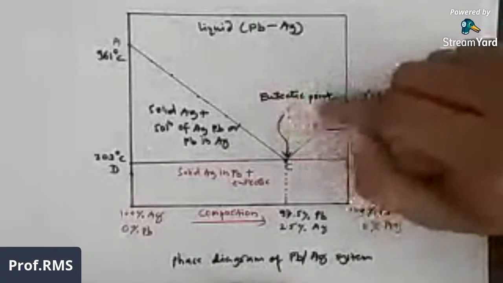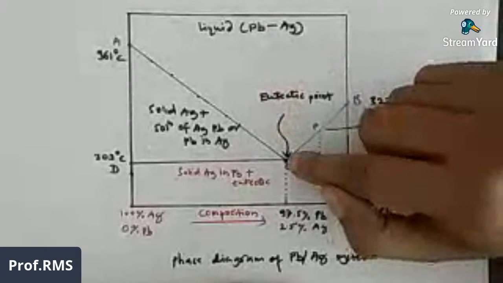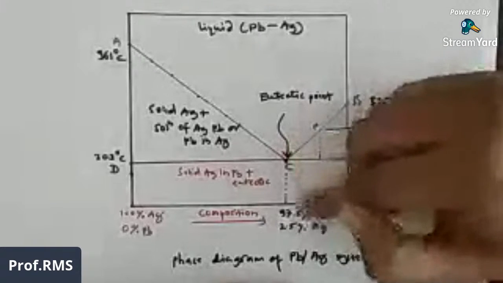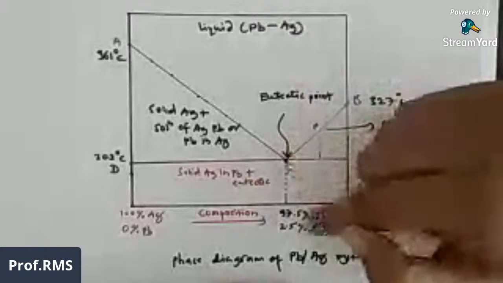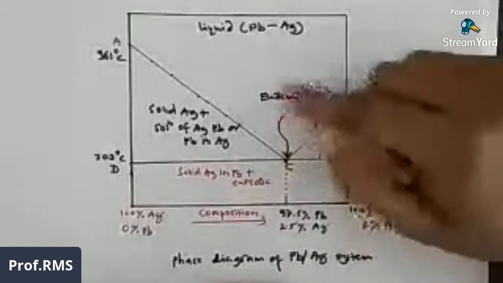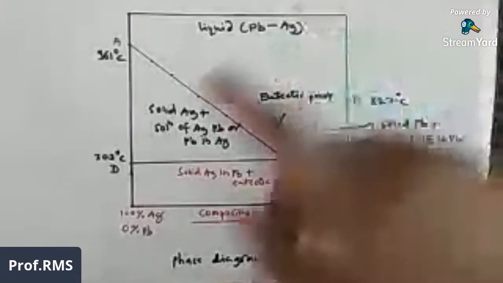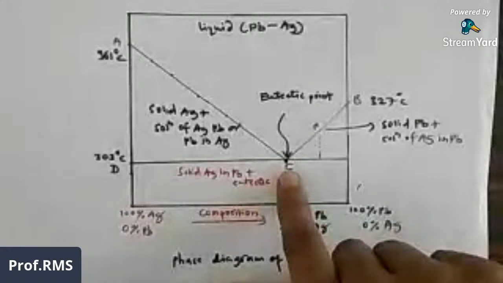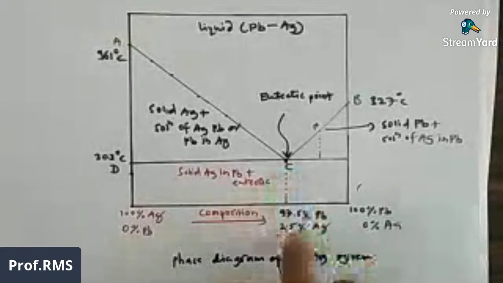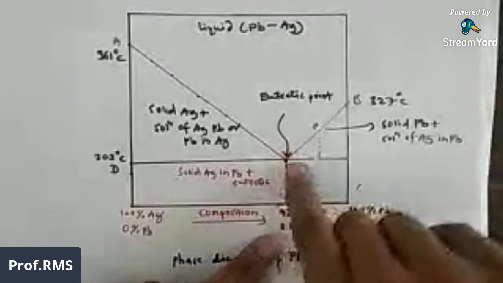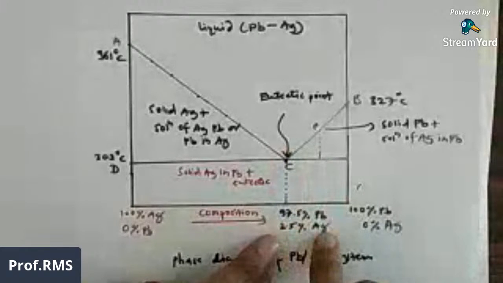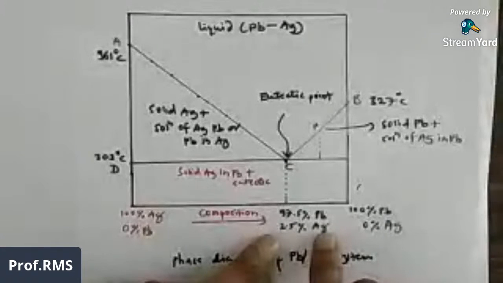Eutectic point, where all phases are present. Solid silver is there, solid lead is there, and the molten mixed solution of both metals is also there. Okay, so such a point is known as the eutectic point. And you can also say that both curves meet at this point, where the phases solid silver, solid lead, and solution of silver in lead are observed. The composition of this solution is 97.5% lead and 2.5% silver, and all phases are in equilibrium, which is called the eutectic point.